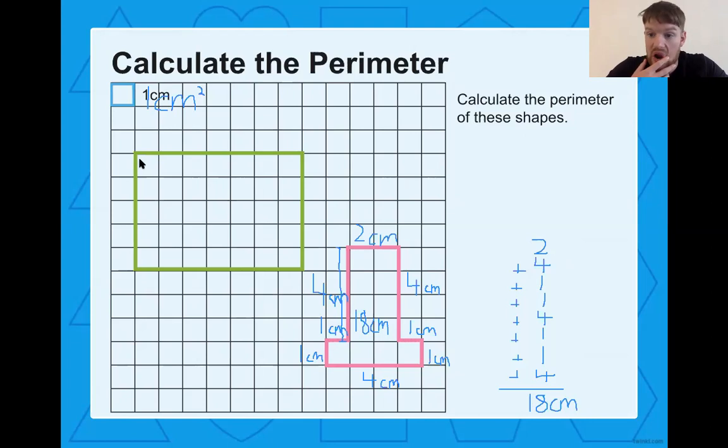Okay, let's get our lengths then. Let's look at this line here. 1, 2, 3, 4, 5, 6, 7. So that's 7 centimeters.